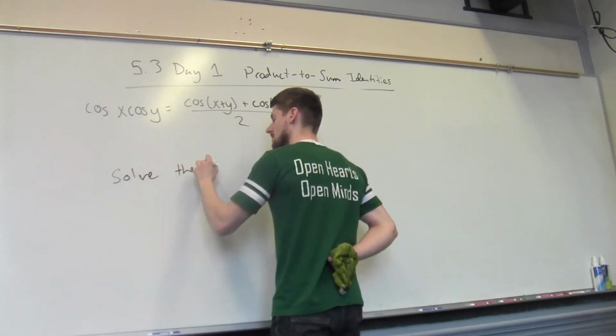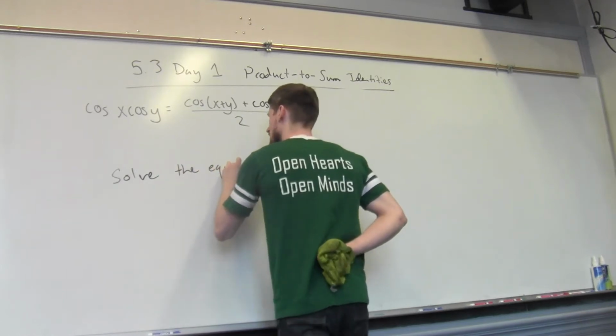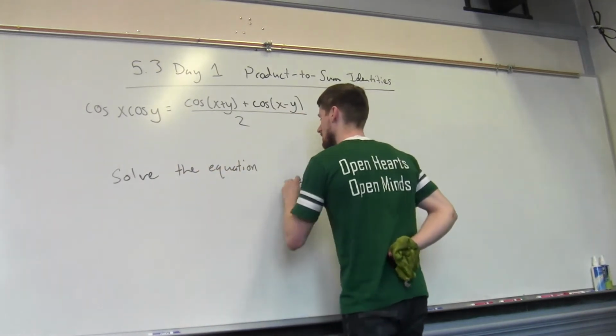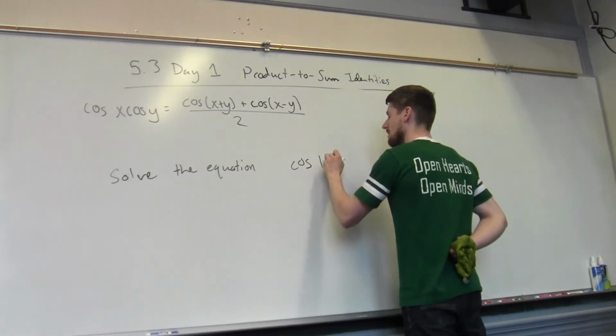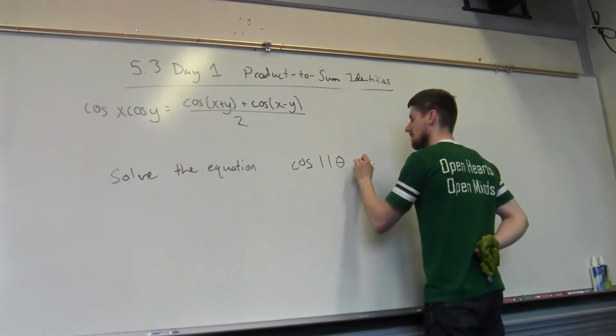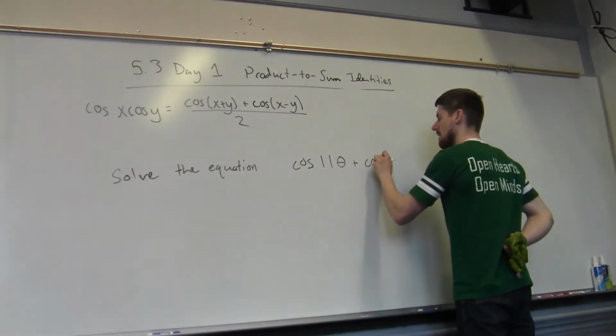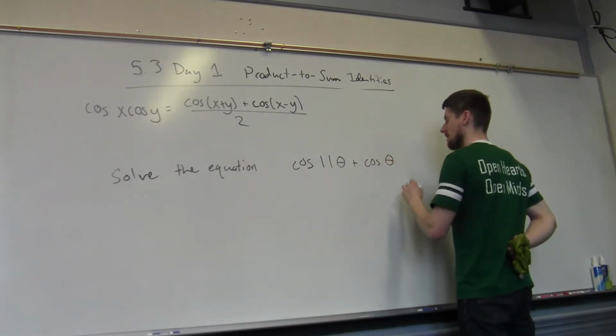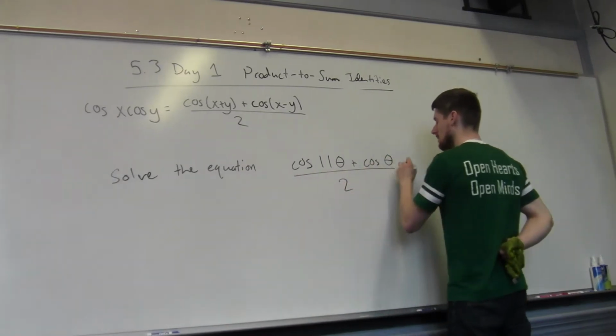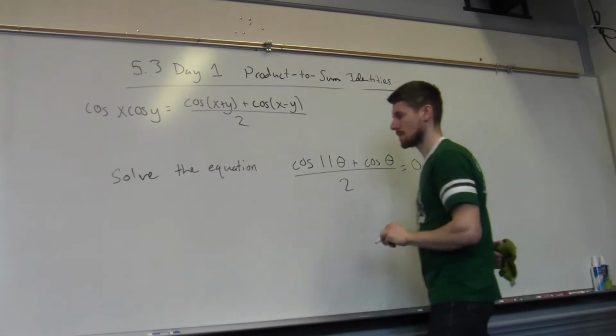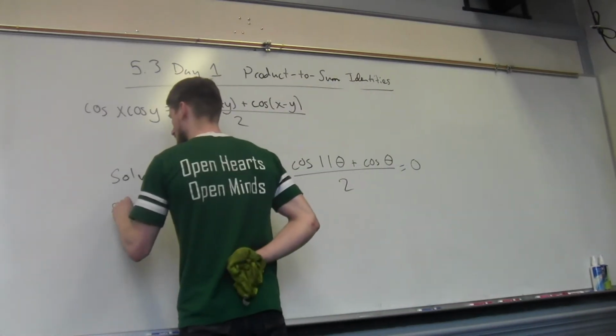Solve the equation cosine of 11 theta plus cosine of theta divided by 2 equals 0. And we'll do this for all theta.